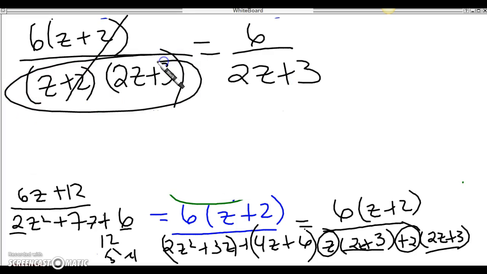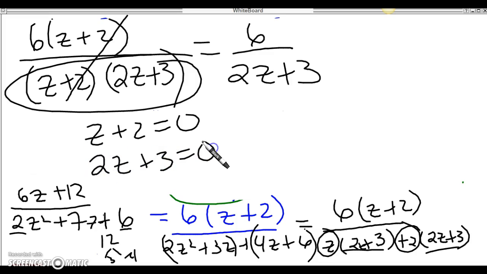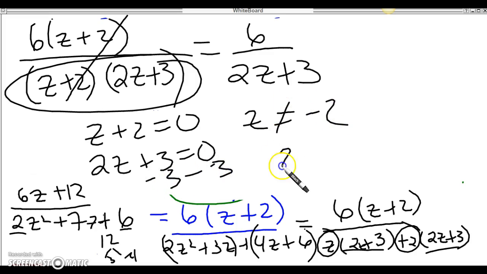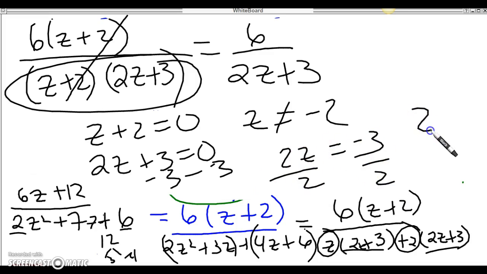To find my excluded values, I see z plus 2 equal to 0, and 2z plus 3 equal to 0. So z cannot equal negative 2 here. If I subtract 3, I get 2z equals negative 3, divided by 2. I get z cannot equal negative 3 over 2.